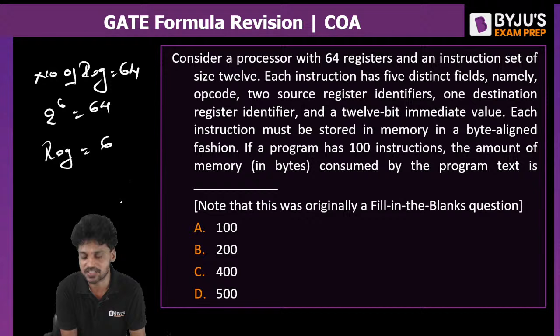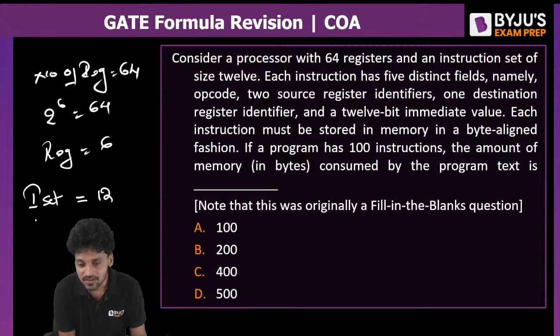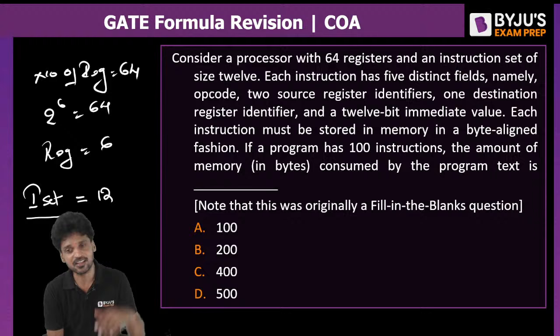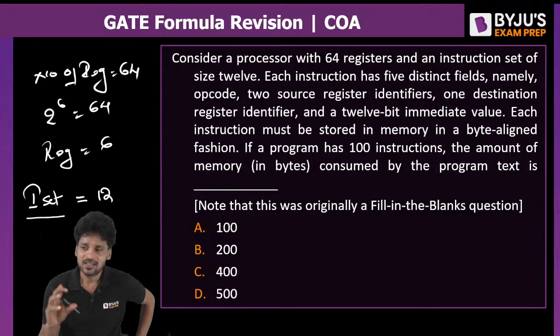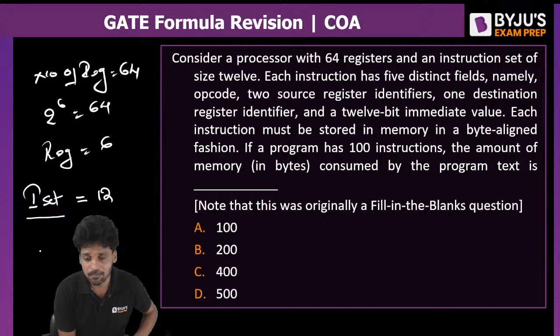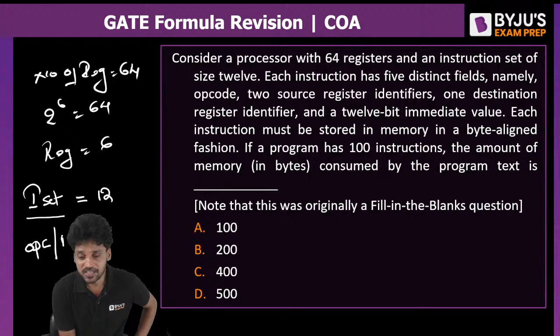Then, instruction set of size 12. So, my instruction set of the processor, I would say iset is equal to 12. What is this instruction set? This instruction set is nothing but your opcode. The total number of opcodes, the machine instructions or machine language instructions, can simply be referred to as instruction set. Understand carefully. Sometimes they use different terms to represent an instruction, to represent an opcode. Opcode can be directly represented as an opcode or machine instruction or instruction set. Am I clear? So, any of these words are actually referring to our opcode field.